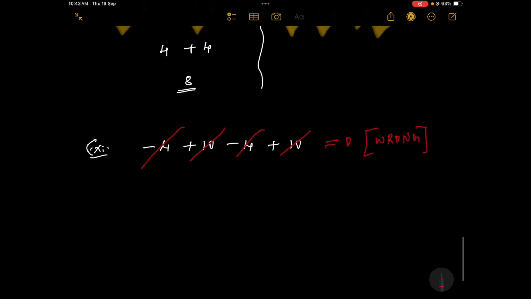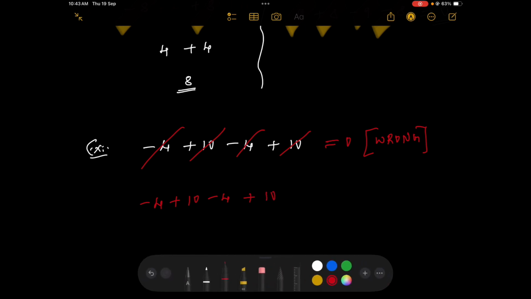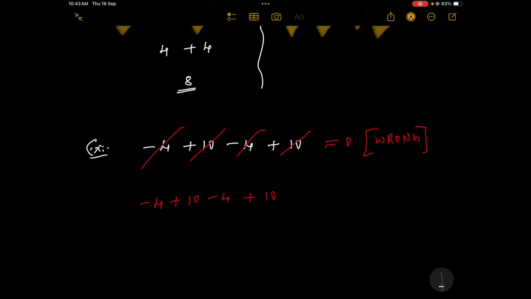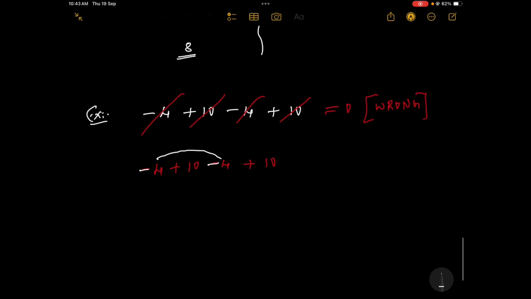Why is it wrong? I'll explain to you. I'm just writing the question again. Minus 4 plus 10 we have. Minus 4 plus 10 we have. Can we cancel minus 4 minus 4? No, we cannot cancel minus 4 minus 4. We can cancel only if one number is positive and the other number is negative. Here we have minus 4 here, minus 4 here. Both the numbers are negative. You cannot cancel minus 4 minus 4. So minus 4 minus 4, we get minus 8.